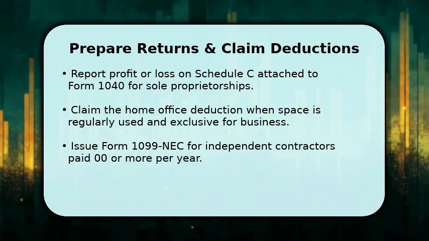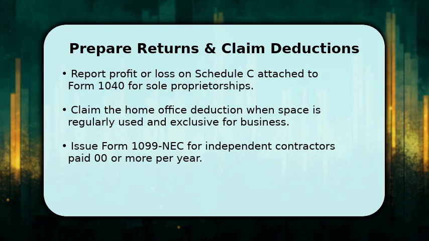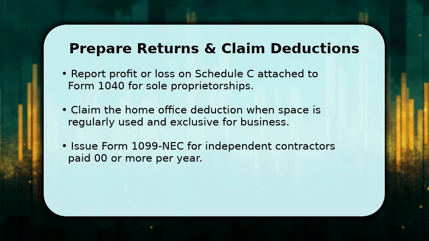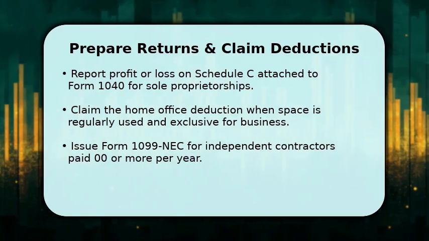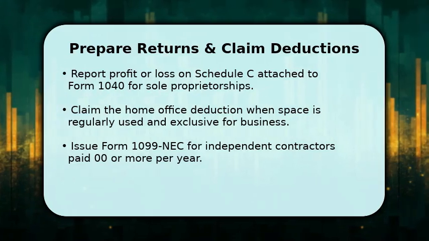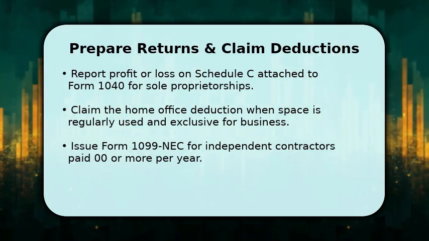Issue Form 1099-NEC for independent contractors paid 00 or more per year, and keep copies. Remember to calculate self-employment tax at 3% on net earnings and enter it on Schedule SE.